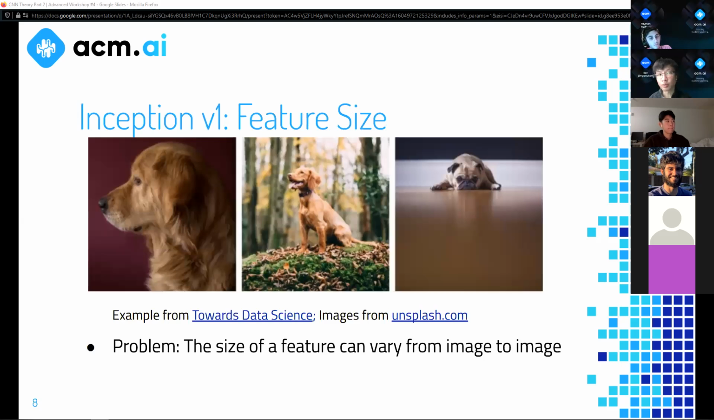With Inception, the way they solve that is, oh yeah, here's an example of those images. Here's a dog up close and a dog lots further away, and a dog further up and further away. The number of pixels that the dog occupies is different, but you've all recognized that it's the same kind of dog.